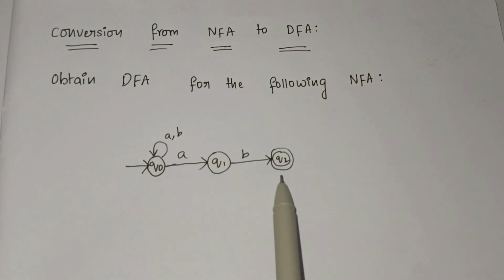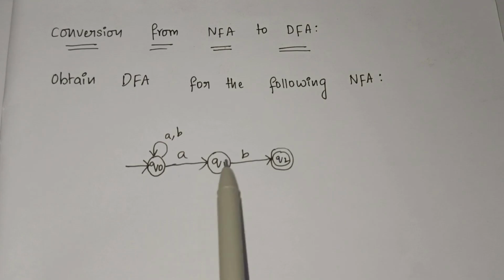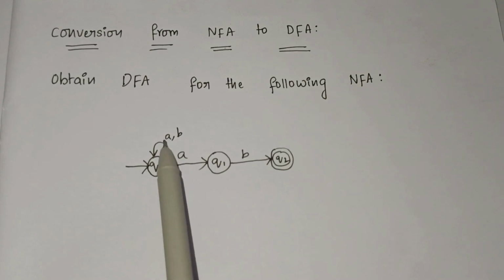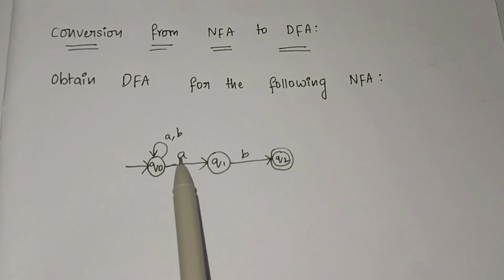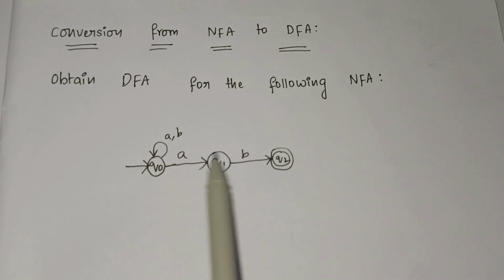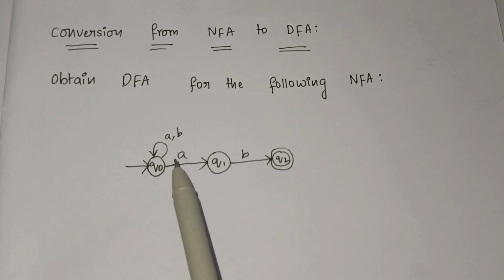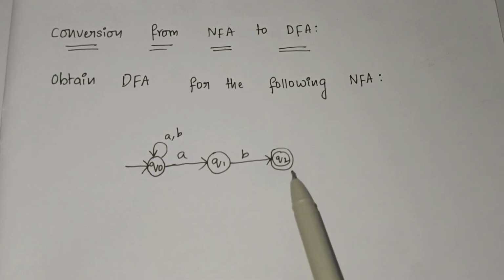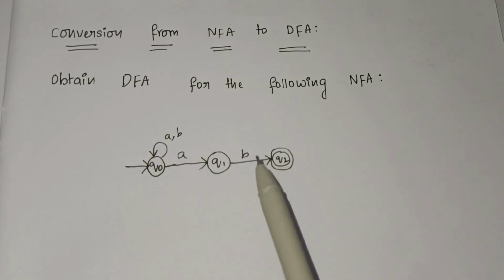So what is this NFA? NFA means there is no restriction for any state. It is just a finite automata in which a state can have any number of transitions with the same input symbol, or may not have a transition with one input symbol. There is no restriction that each state should have a transition with all input symbols, or that each state should have only one transition with the input symbols A or B. That is called a non-deterministic finite automata.